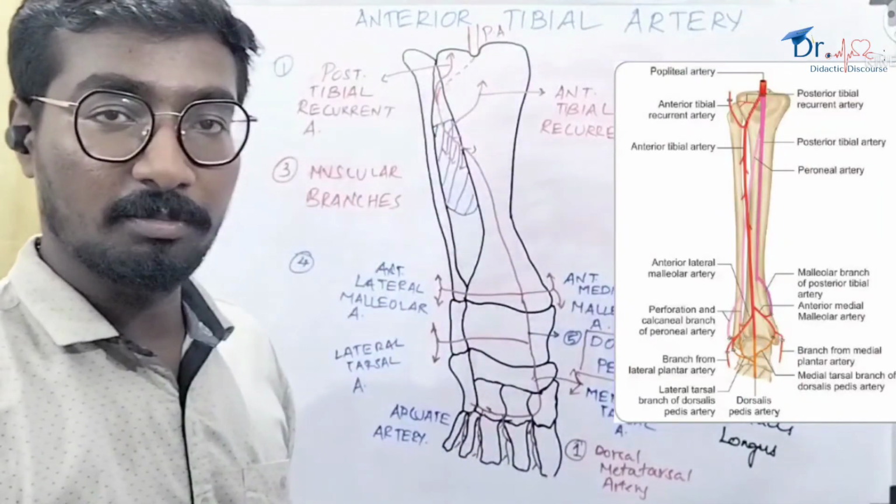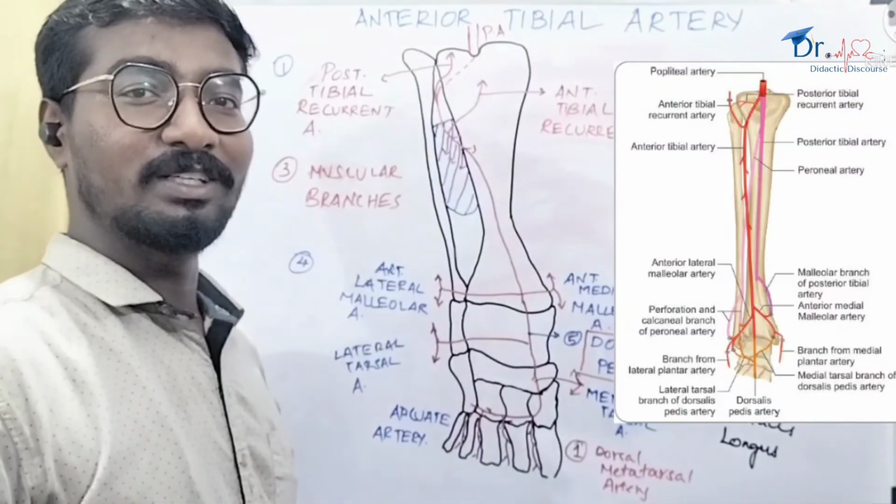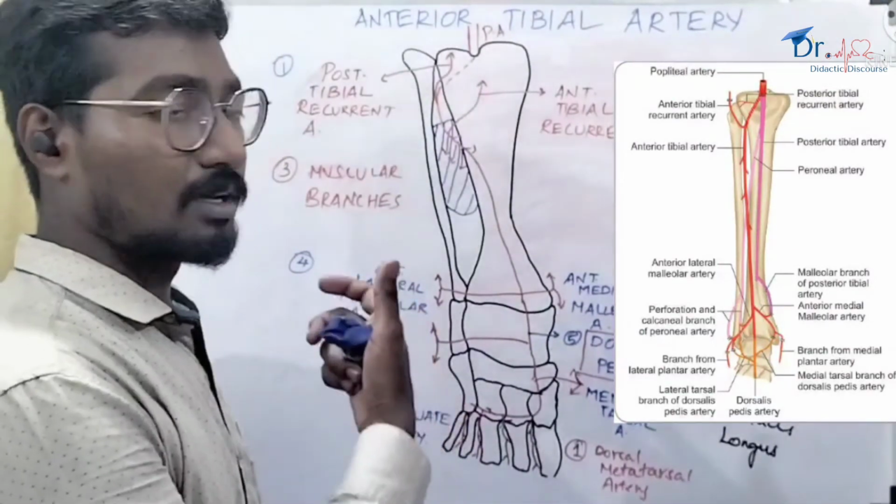So I hope you're clear about the anterior tibial artery and its branches. We'll give you a heads up on the next artery, which is the posterior tibial artery.